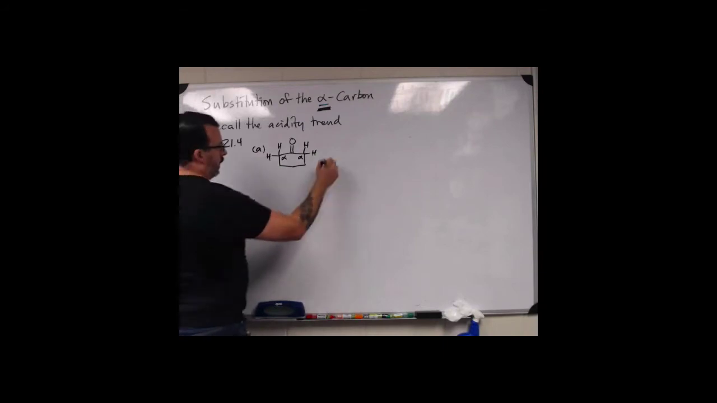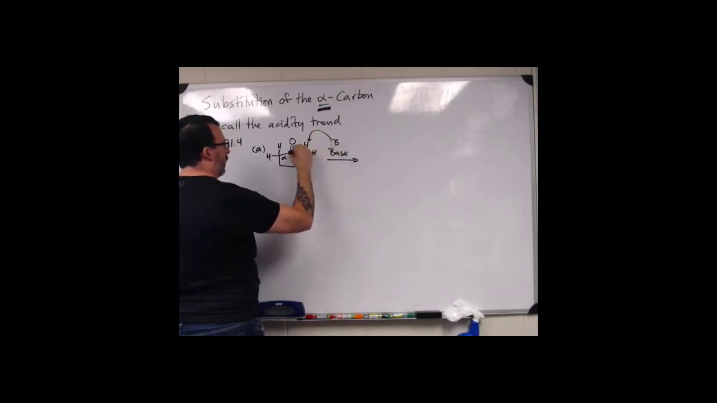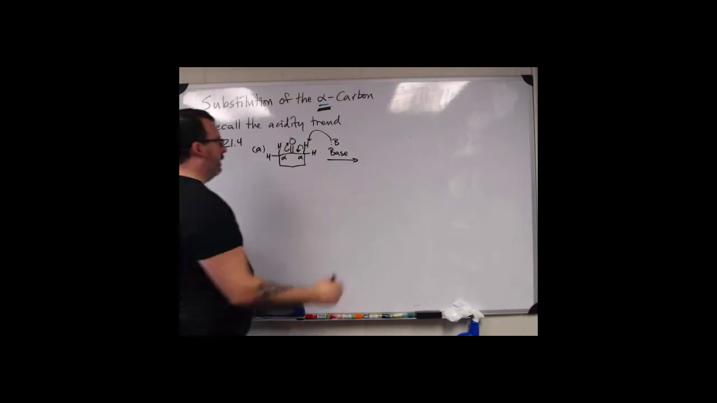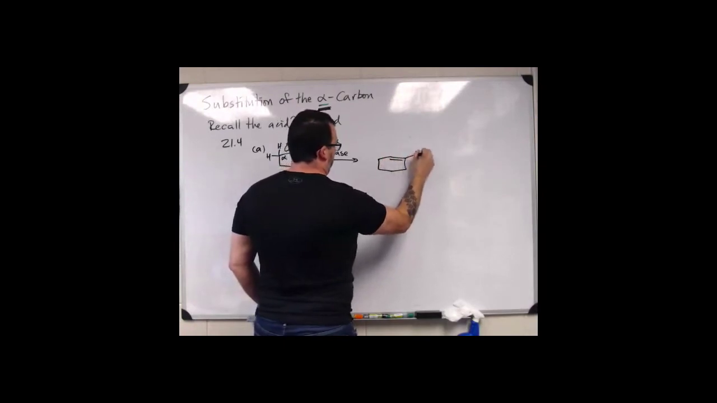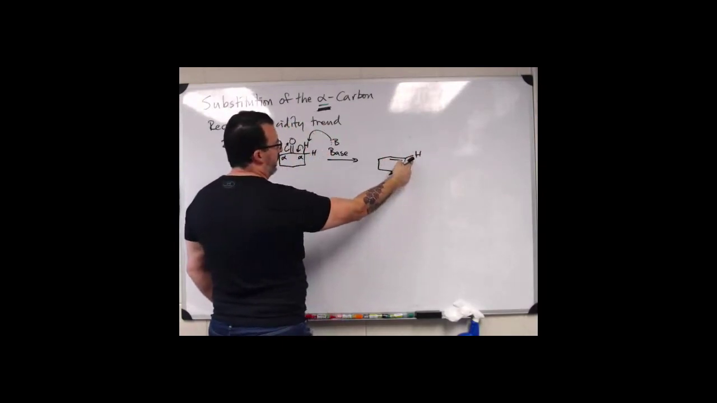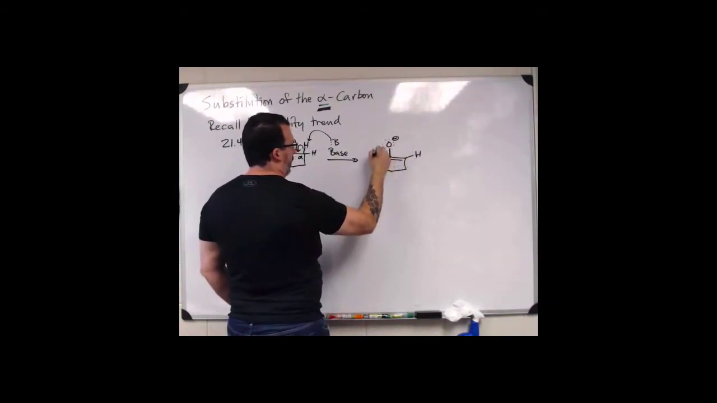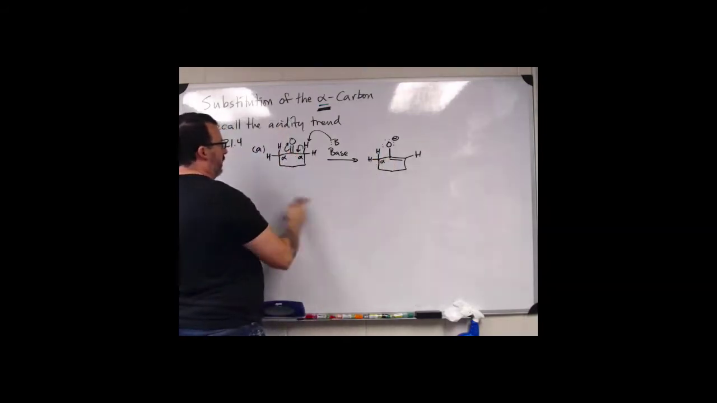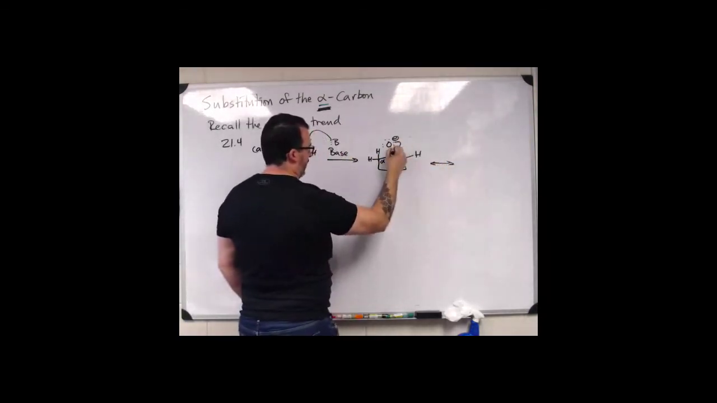So if we treat this with base, there's the arrow pushing to show the enolate. We now have 1 remaining alpha hydrogen there. This alpha carbon remains unchanged. So a resonance form of this enolate, we're just pushing the electrons back.